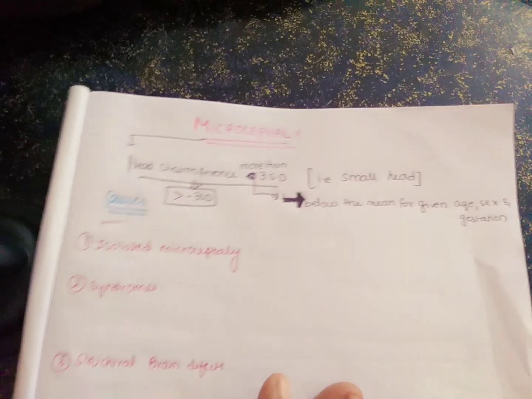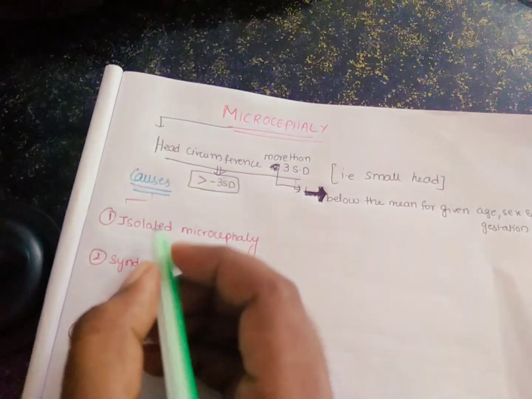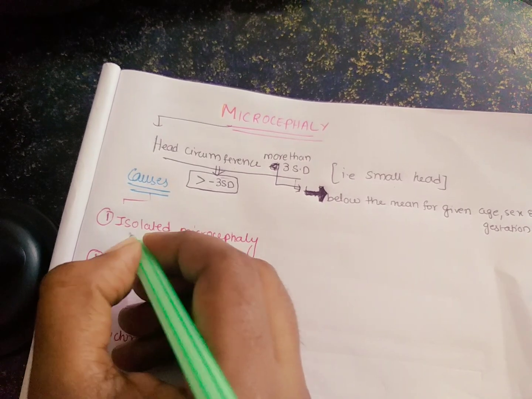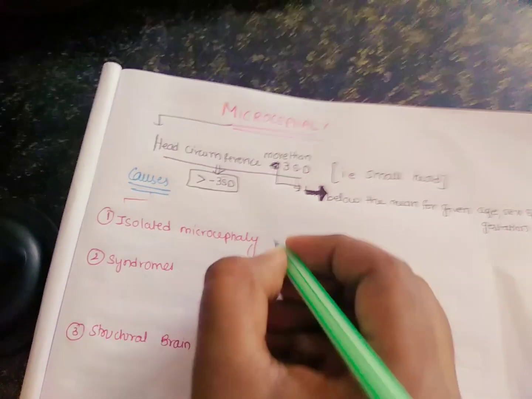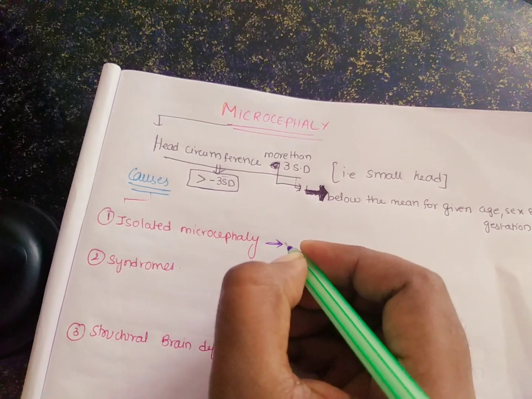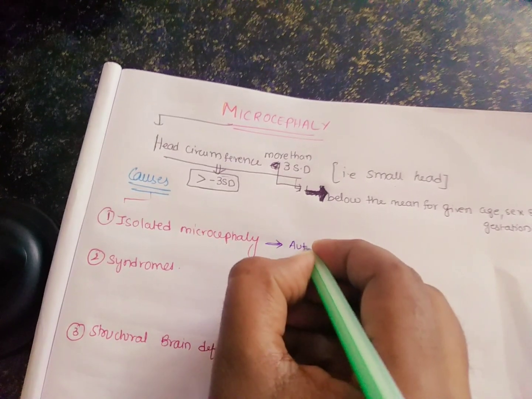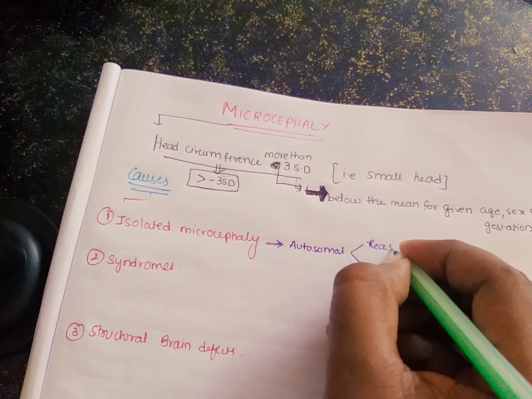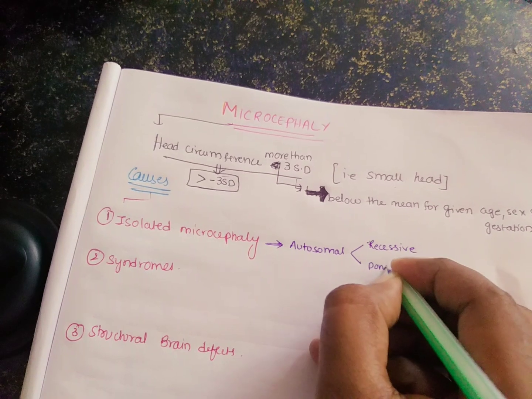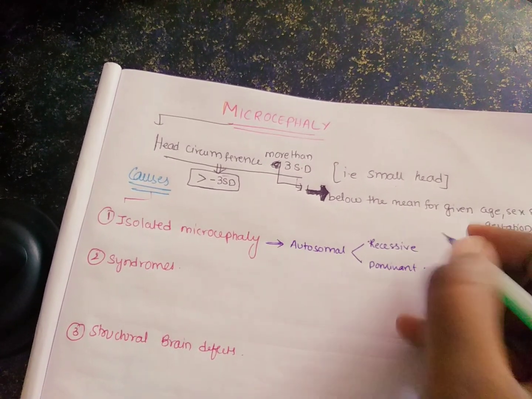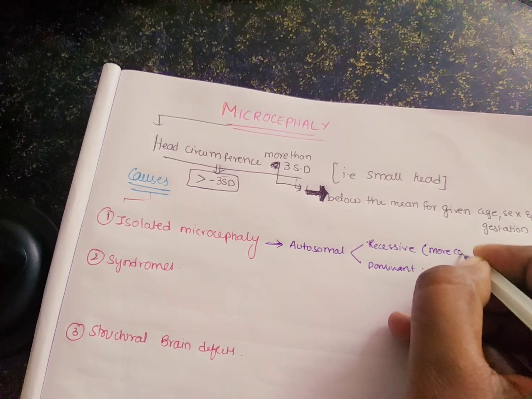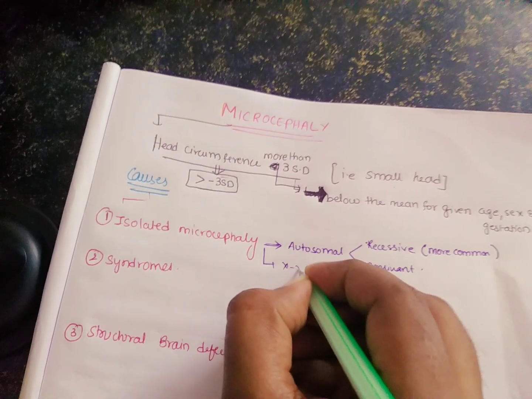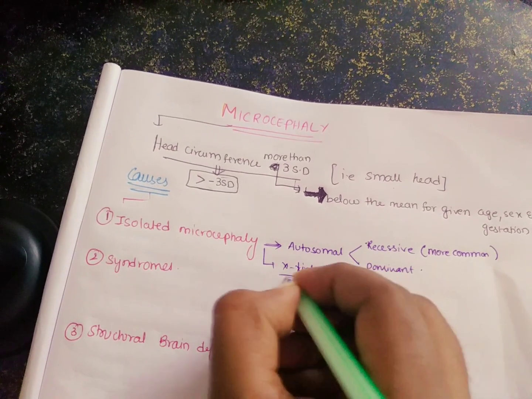What are the causes of microcephaly? What are the factors that cause this microcephaly? One among the causes is isolated microcephaly. Isolated microcephaly is seen mainly due to autosomal conditions, autosomal recessive or dominant. Autosomal recessive is more commonly seen among these conditions. X-linked conditions are also seen associated with microcephaly.